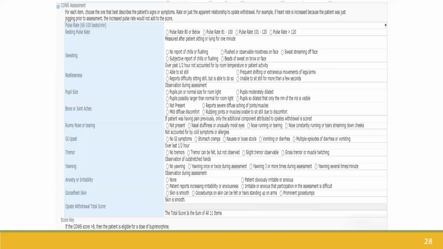Displayed here is a screenshot of the clinical opiate withdrawal scale. As I mentioned, the nursing team will be administering the clinical opiate withdrawal scale with patients. This is a series of 11 questions that the patient can score on, and any score of 8 or higher makes the patient eligible to receive a dose of buprenorphine.